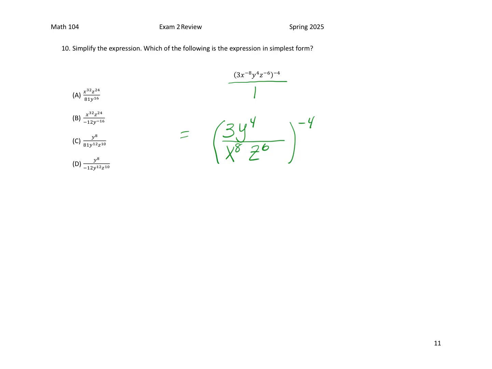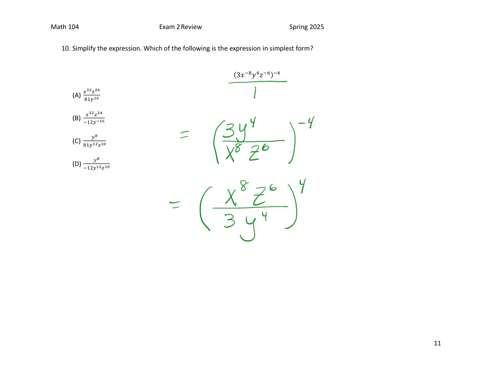So I have two options. I can either flip this whole fraction over and make this a +4. That's probably the easiest. Let's do that. Okay, so I'm going to flip the whole fraction over. So I have x to the 8th, z to the 6th, over 3y to the 4th, and raise that to the +4.